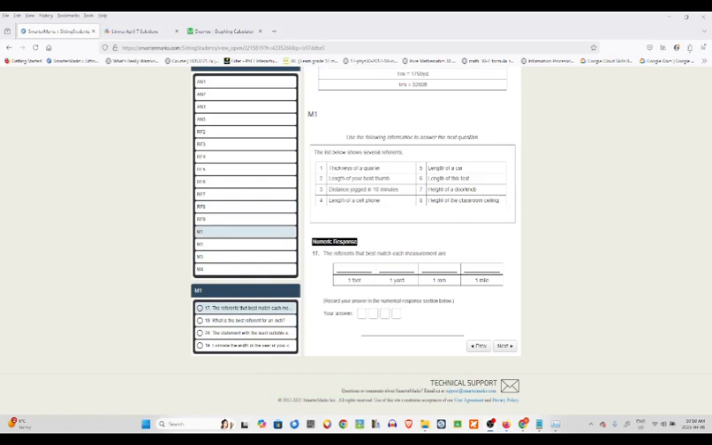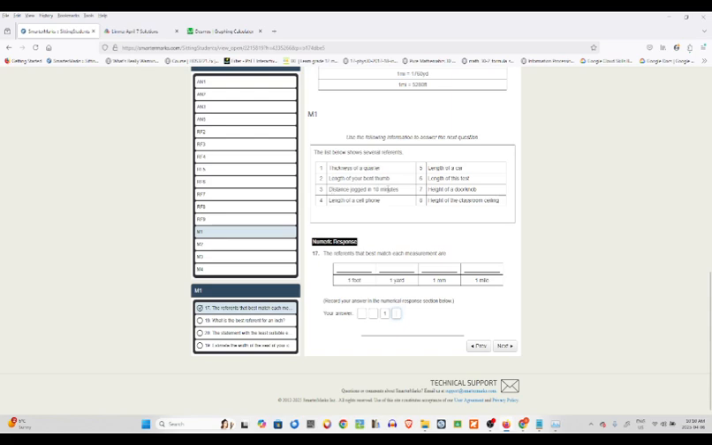All right, starting measurement 1. The reference that best matches each measurement. So if we want 1 foot, or 1 yard, 1 millimeter, 1 mile, the thickness of a quarter would be a good one for 1 millimeter. The length of your bent thumb would be more like a centimeter, possibly an inch.